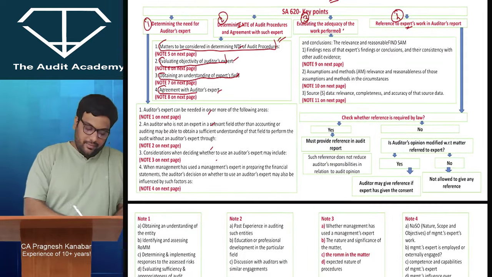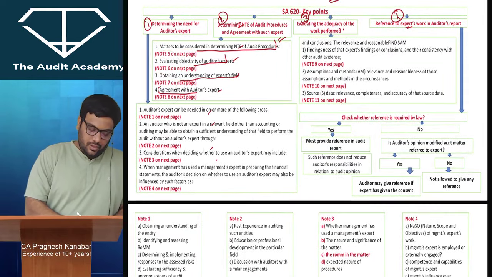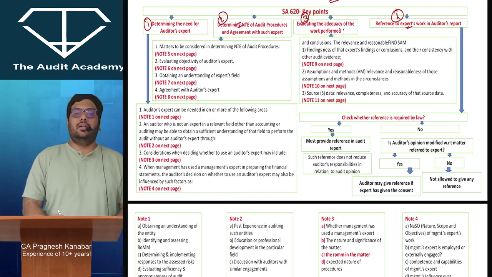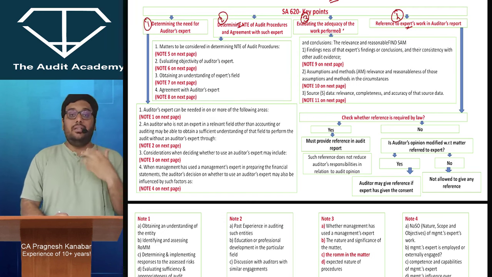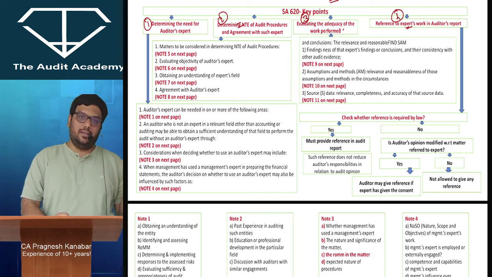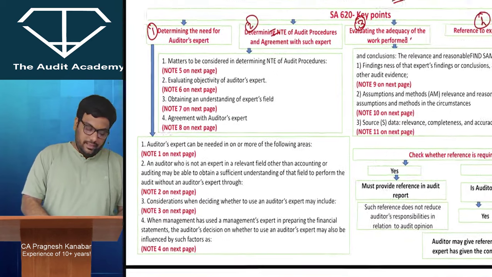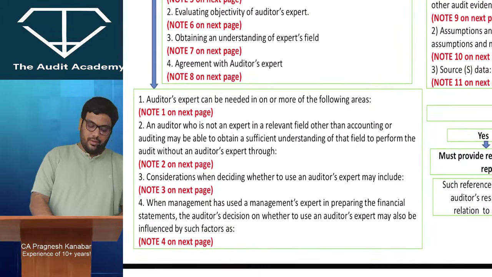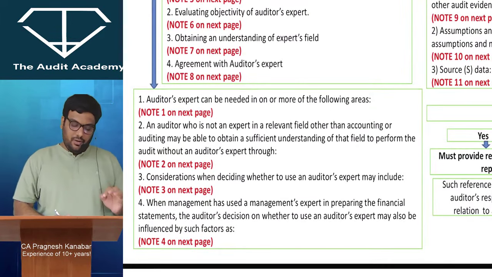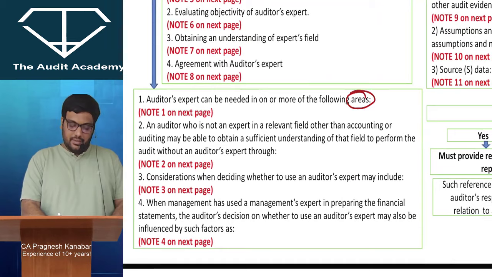Okay, we'll go line by line. So, it's not a flowchart based essay or something, it's a descriptive essay. For that it's very important that you understand the core of the question and you answer accordingly. Determining the need for auditor's expert. Auditor's expert can be needed in one or more of the following areas.